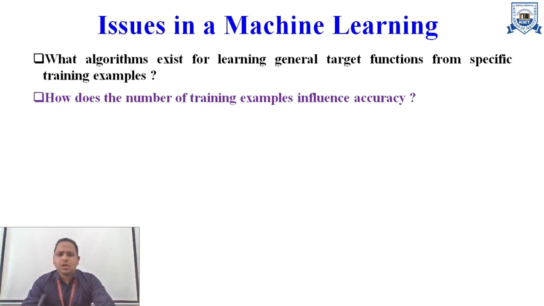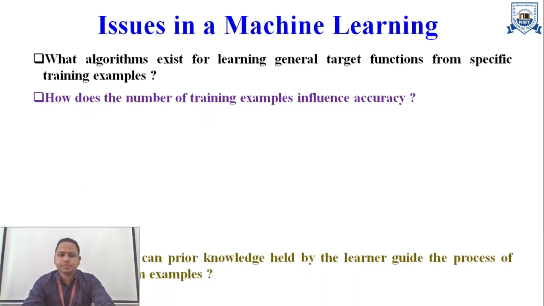Now, what number or what percentage of training examples do we need to provide to the machine so that the accuracy is improved? So how does the training example influence the accuracy of the outcome? That is our next issue. Sometimes we take 75% of the training data as input to the machine, or sometimes we take 70%, so it varies. It depends on the problem. We want a higher accuracy, so we can have this training example as an input.